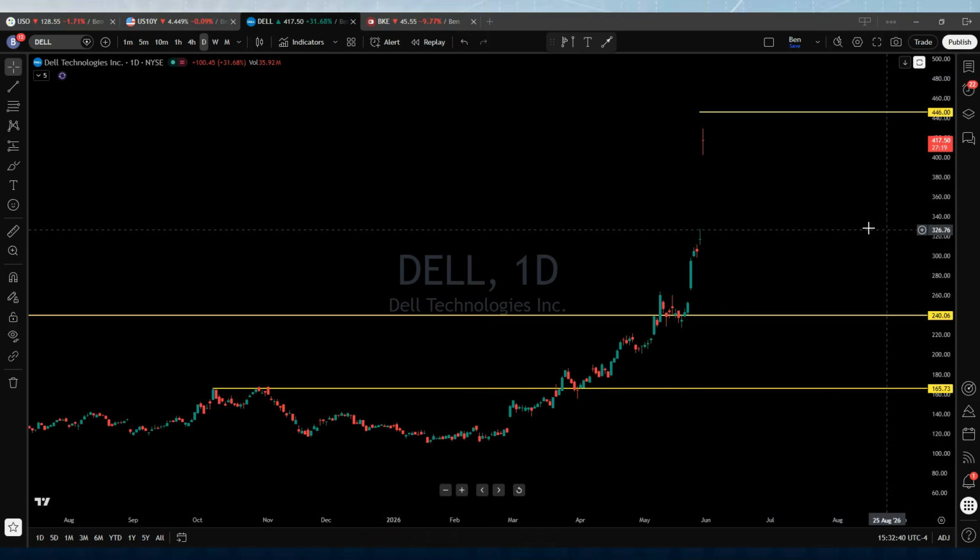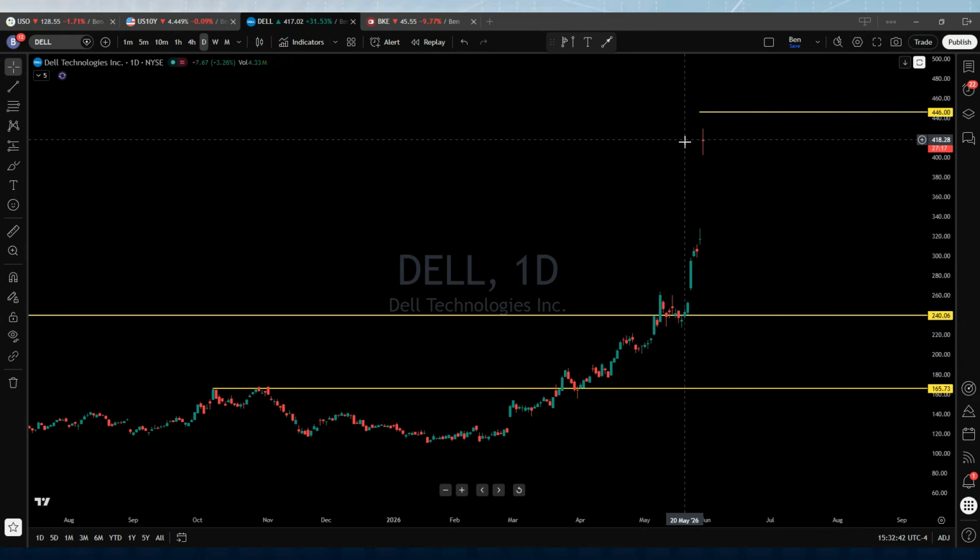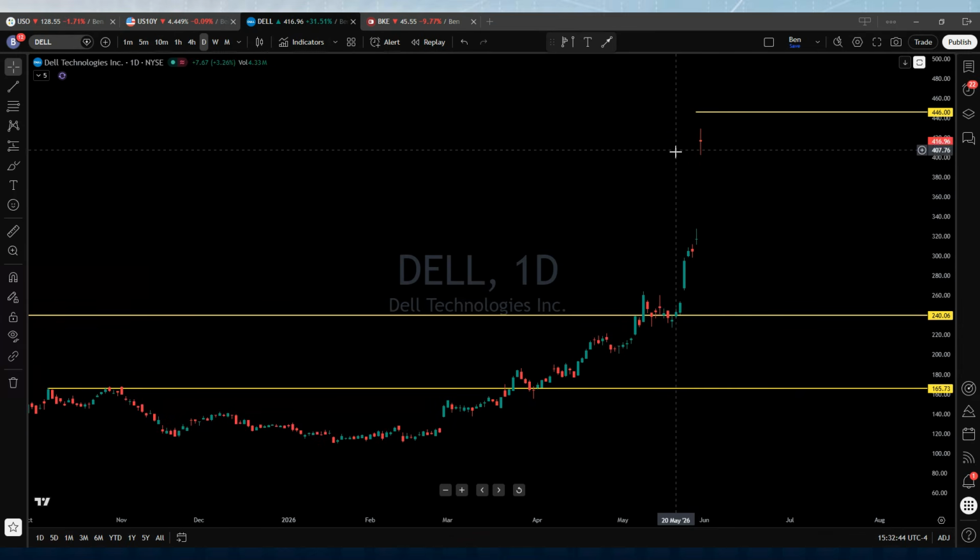Now that we're above 400, I would love to see what price action does into the closing bell. If we can get a nice doji candle, this could signal more of a top with additional resistance at $446.